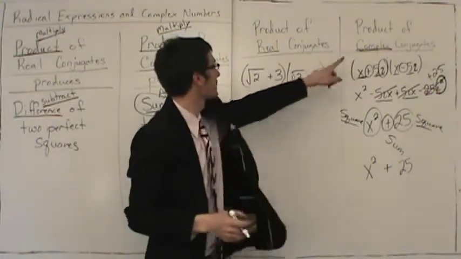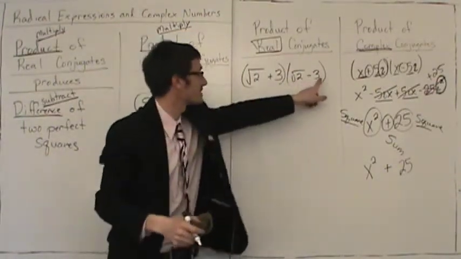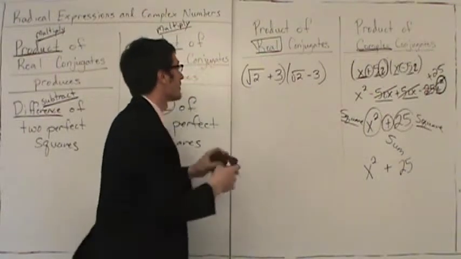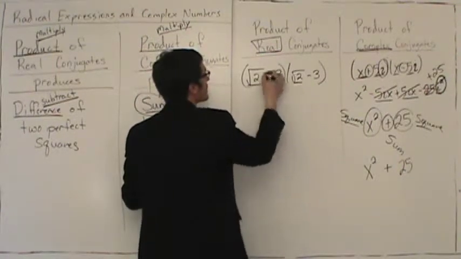So these are not complex, these are real. There is no i written. There is no imaginary or complex unit. Now, we're going to take the root 2 and let's go ahead and FOIL it.